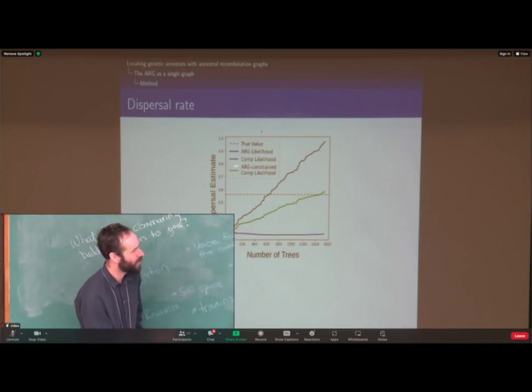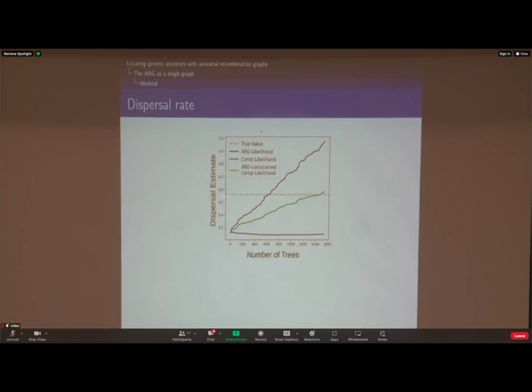So the first thing we do is estimate dispersal rate in the simulation. This is the true value. If we do the kind of approach I talked about last time, with sparsely sampled, independent trees, we get this composite likelihood estimate that asymptotes nicely but is a systematic underestimate. Ignore the green. The black is what we estimate from our full ARG method.